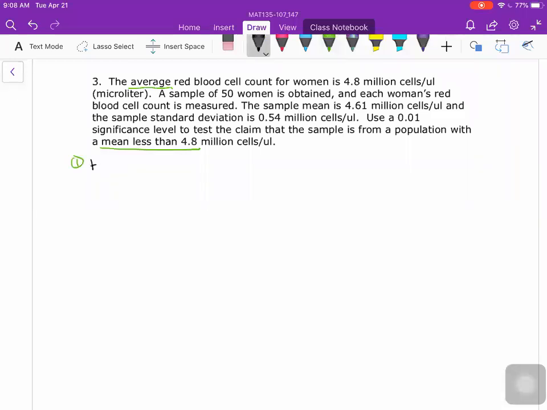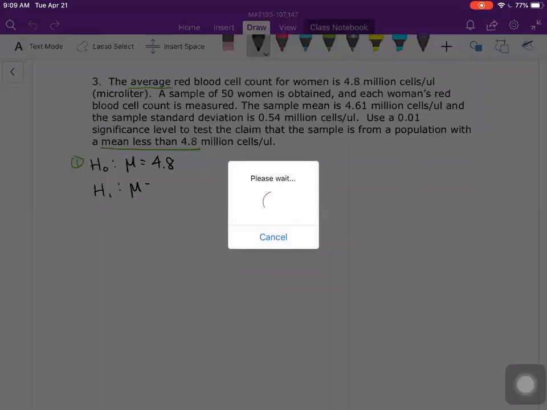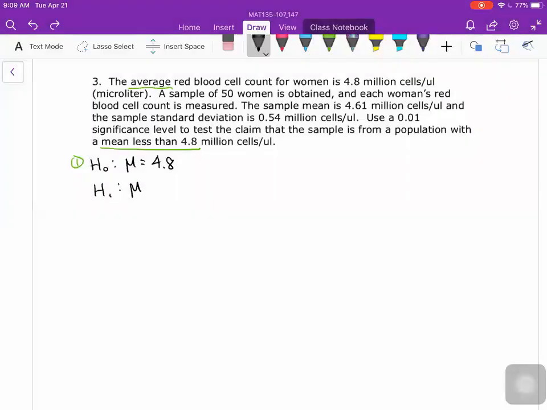Our first step, we state our null and alternative. These are both going to be statements about mu. The null value is 4.8. And we don't need to add the units here, but when we write our conclusion, we will make sure that we include those. The claim is that the mean is less than 4.8. Our level of significance is 0.01.